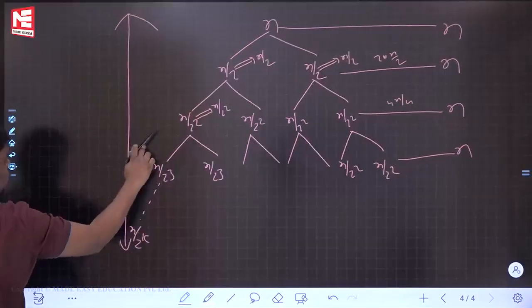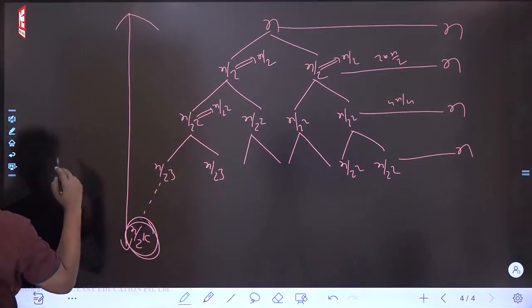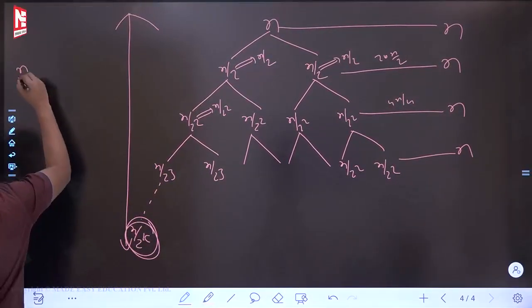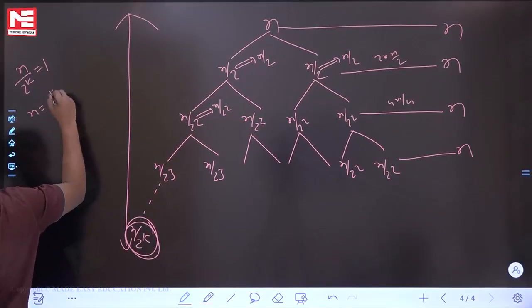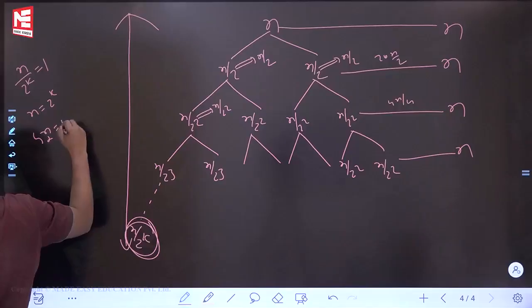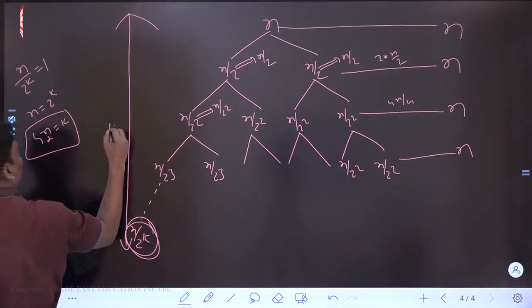Some people are asking why you stopped. This value becomes 1. That is the reason I stopped. So what is the answer? N by 2 power k is equal to 1. N is equal to 2 power k. Log n base 2 is equal to k. K is log n base 2.